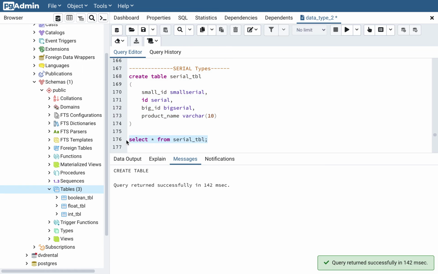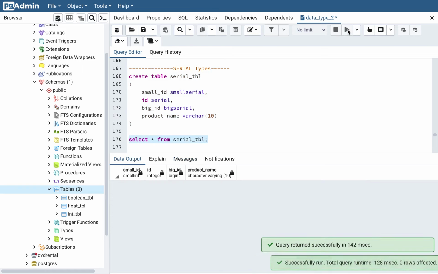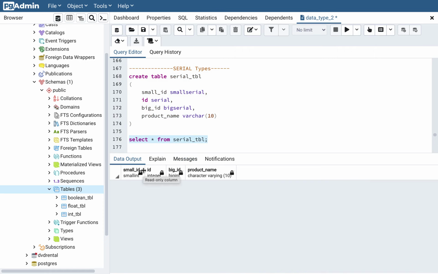Yes, this query has executed successfully, and let's look at the table. So you see here the value has been created. Now as I said, you would notice that here none of the columns are named as serial. What is the name given? Small int, integer, and big int, right?